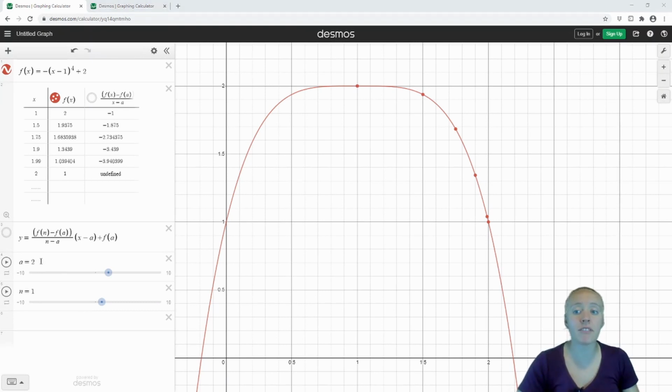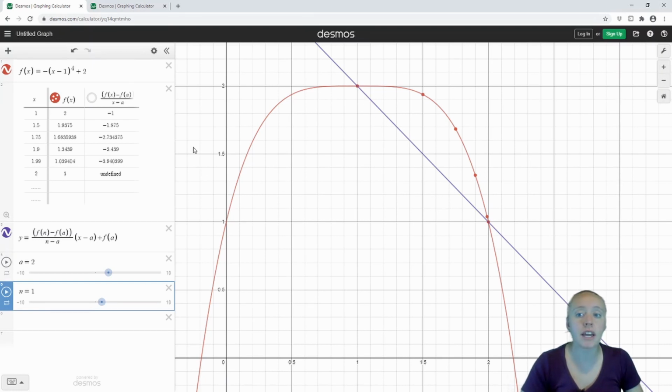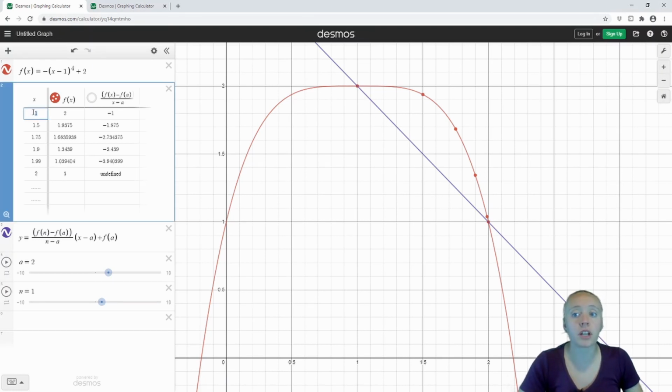Except this time our a value is the point 2 in the x. So this point right here, 2, 1. Now remember, our secant line started when we used the x value of 1, which I'm using this slider to change that x value so that you can see that value getting closer and closer to the point 2. So here we have it. There's that secant line. That slope is indeed negative 1. When I use my x value of 1, I get negative 1 for my slope.